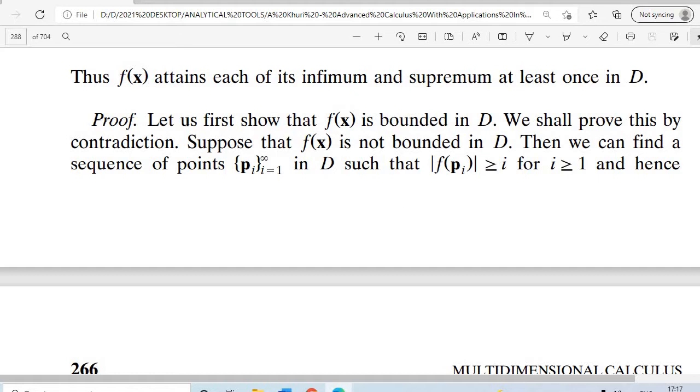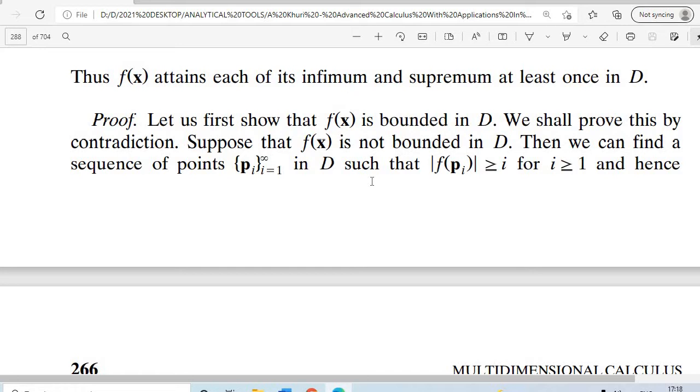Okay, so let us first show that f of x is bounded in D. Our first aim is to find out whether f of x is bounded in D. The only information given is that f of x is continuous in D.